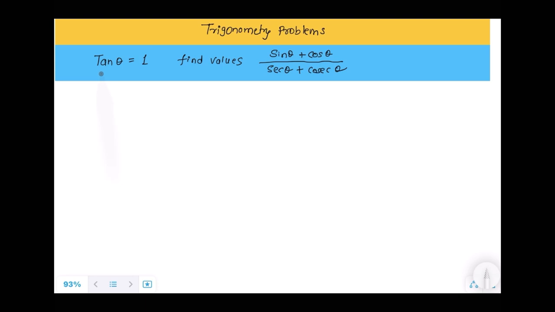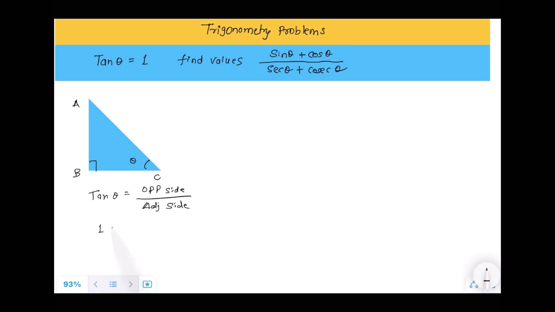Let's look at the next problem, which is tan theta is equal to 1. We need to find the values for sin theta plus cos theta upon sec theta plus cosec theta. To solve this problem, let's first draw a right angle triangle. In triangle ABC, B is 90 degree, C is theta. What is tan theta? Opposite side upon adjacent side. We already know the tan theta value, which is already given, 1. That means opposite side must be 1, adjacent side must be 1.